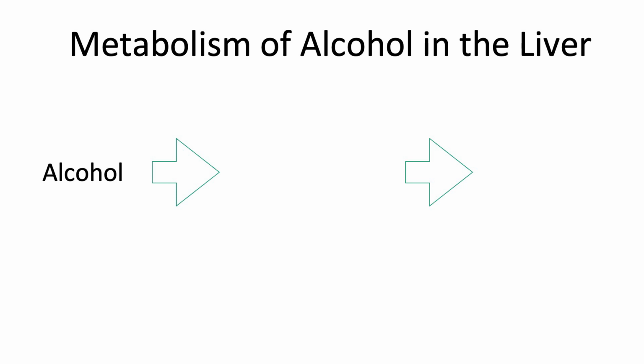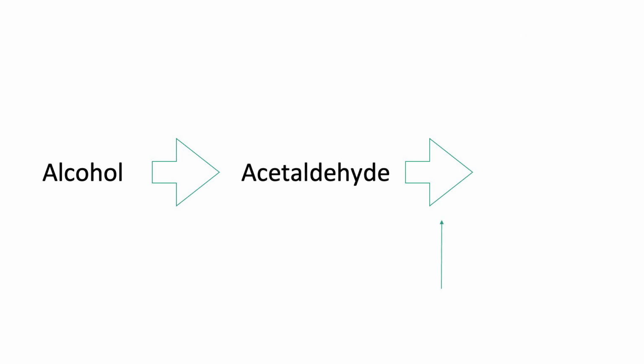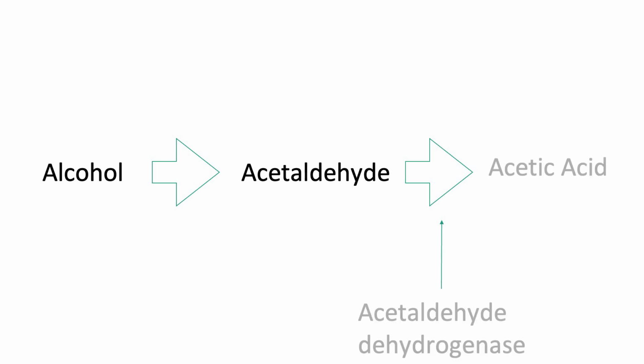Anyone remember how alcohol is metabolized in the liver? What's alcohol metabolized to? Acetaldehyde, yeah. To acetaldehyde, and then on to acetic acid. Yeah, very good. And the key thing is acetaldehyde dehydrogenase here.